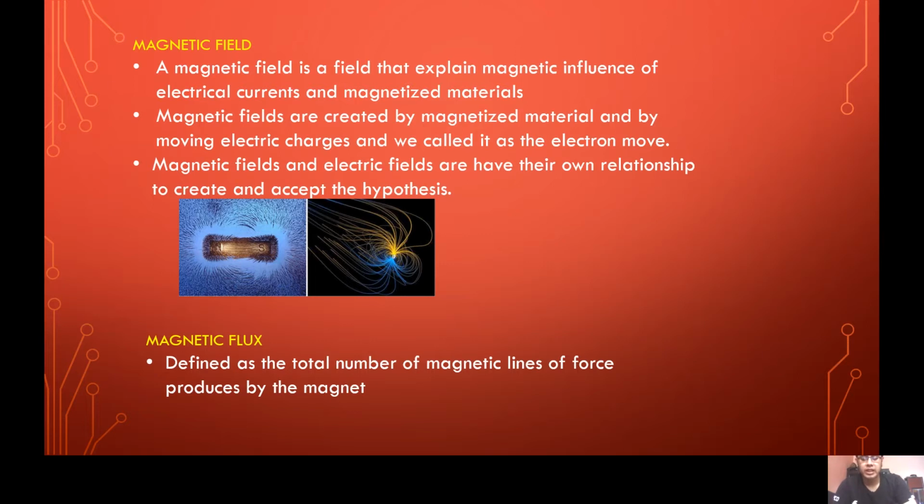Magnetic field and magnetic flux are interrelated. The magnetic field is generated because of the magnetic flux. As a conclusion, the magnetic field only depends on the magnet which generates it, whereas the magnetic flux depends on the magnetic strength and the area.